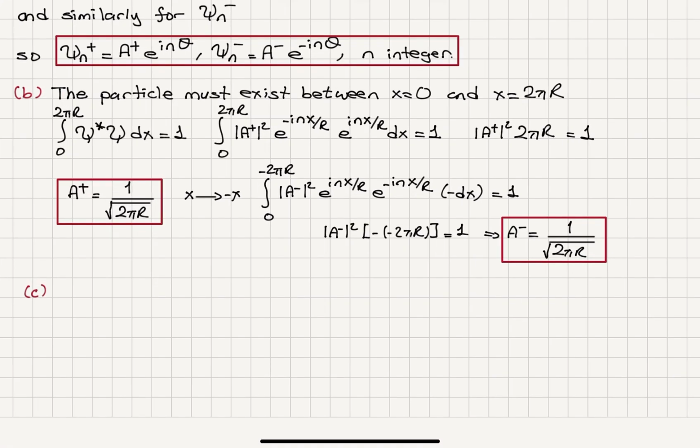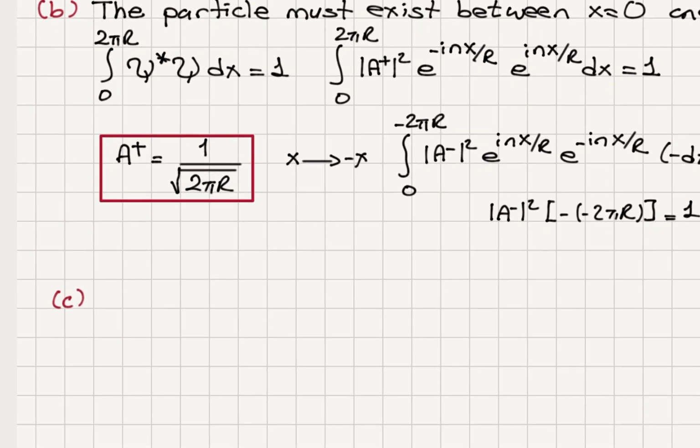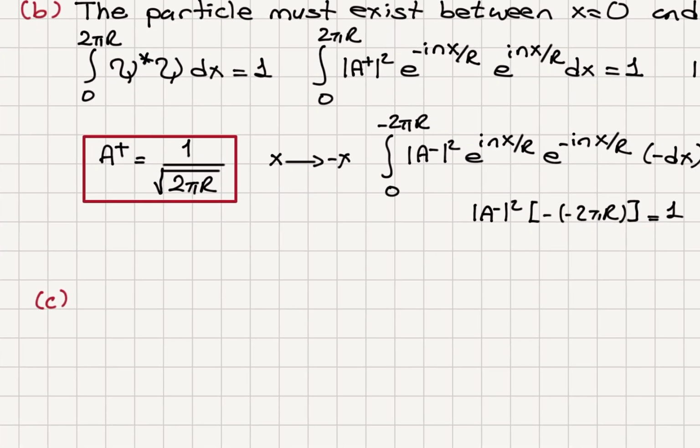Okay, so that's the minus solution, that's the plus solution. They have the same normalization constant. Now I'm supposed to find the energy levels corresponding to this. So let's substitute the solution psi sub n plus into Schrödinger's equation.